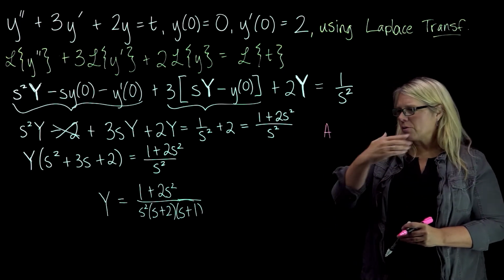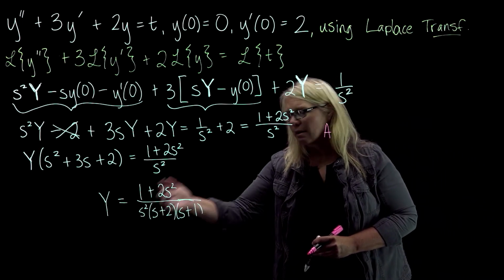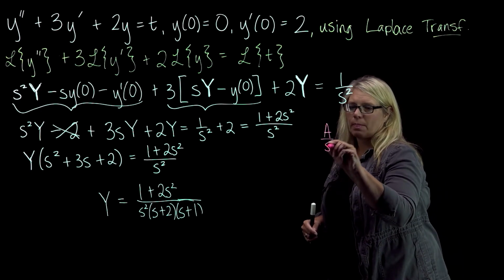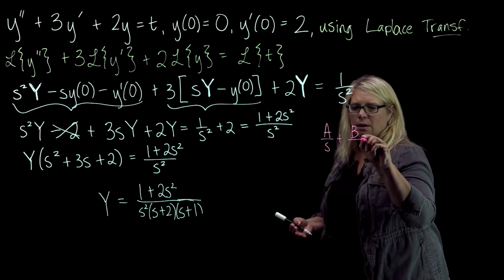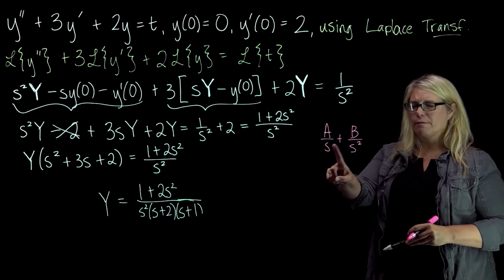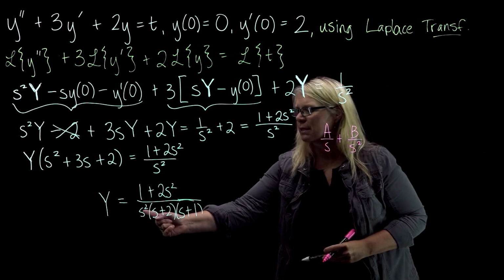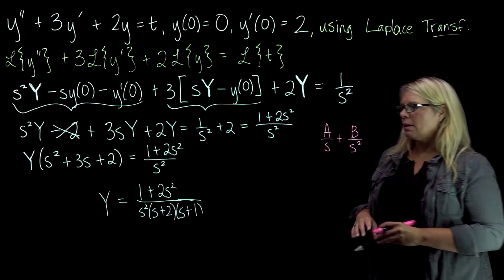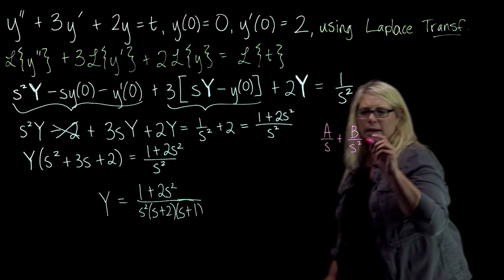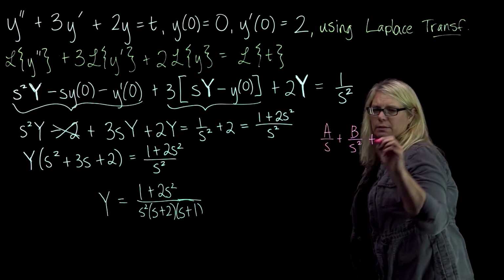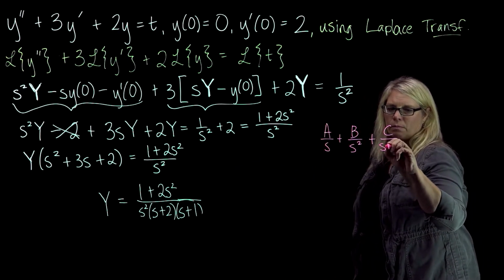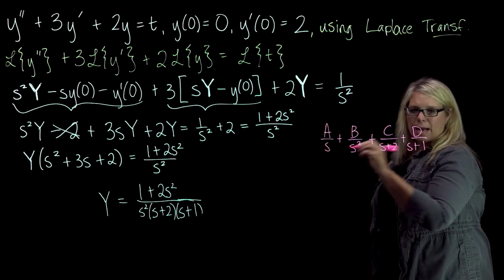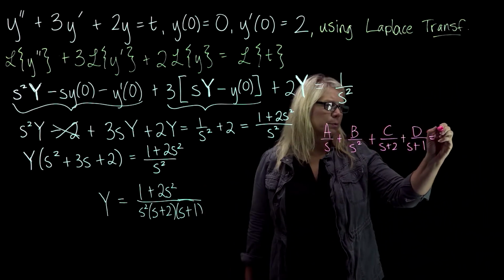All right, so it doesn't matter what order you write these in, but I'm going to have this unknown constant a over s, and then another constant over s squared. Remember, you count up. You have terms that count up to whatever this multiplicity is. So if I had s cubed here, I would have s squared, s cubed. And then I need one fraction for each of these factors as well. And that's going to be equal to my expression here.